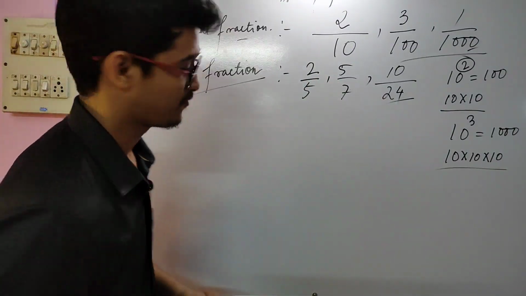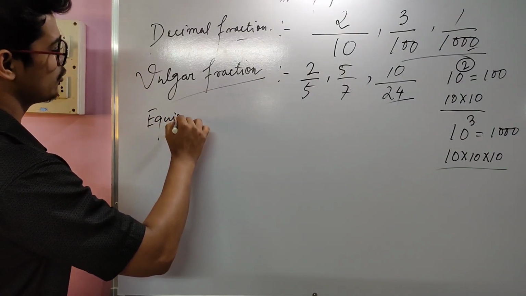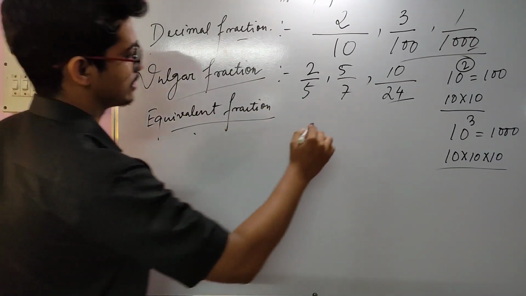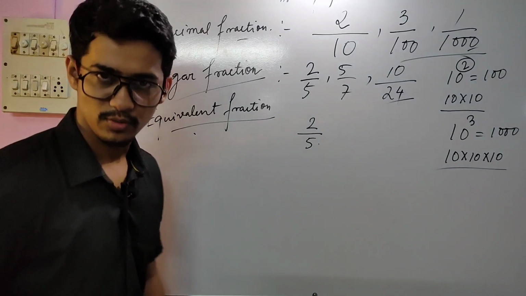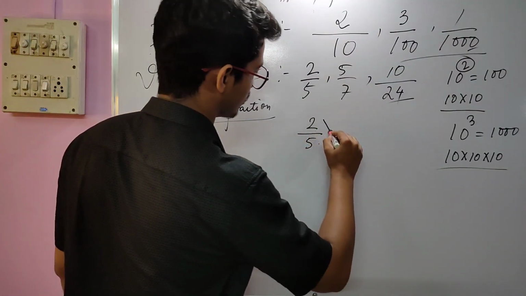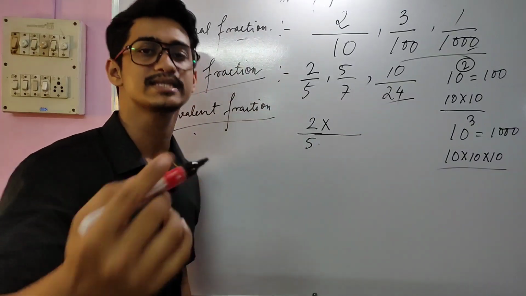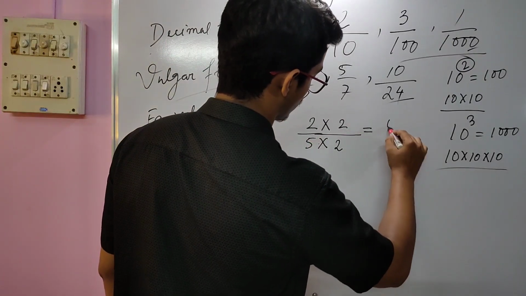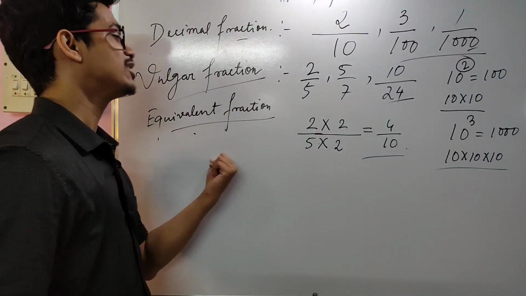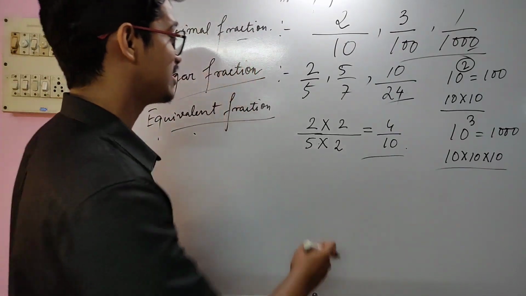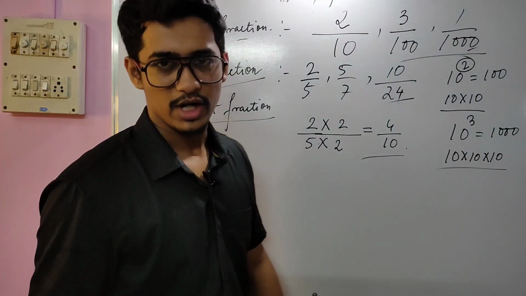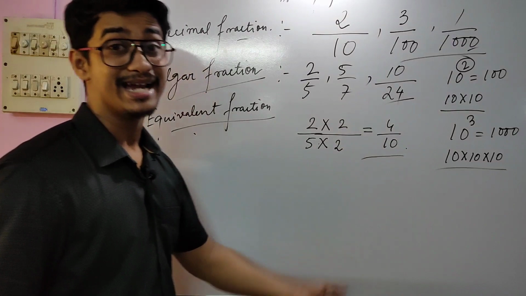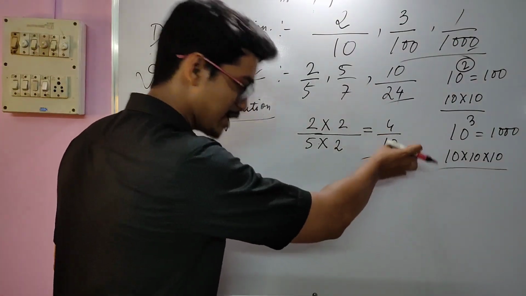So next comes the equivalent fraction. What is equivalent fraction? Equivalent fraction is nothing but, see, if I take one proper fraction, let's say 2 by 5, that is the proper fraction. So if I multiply numerator and denominator with the same number, let's say 2 and 2, right? So it becomes 4 by 10. So that is actually equivalent fraction. Equivalent fraction is nothing but a proper or improper fraction when it can be multiplied with the same number in numerator and denominator form.